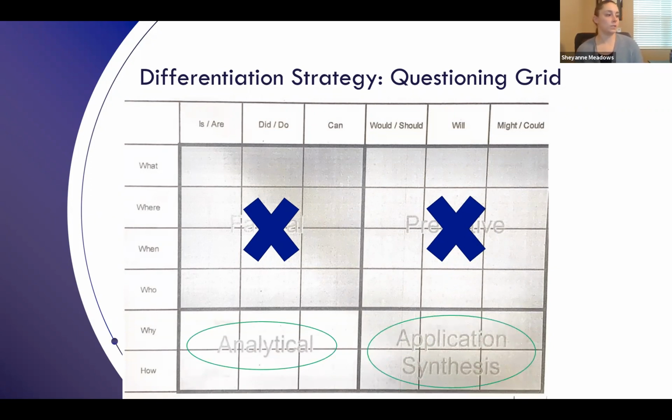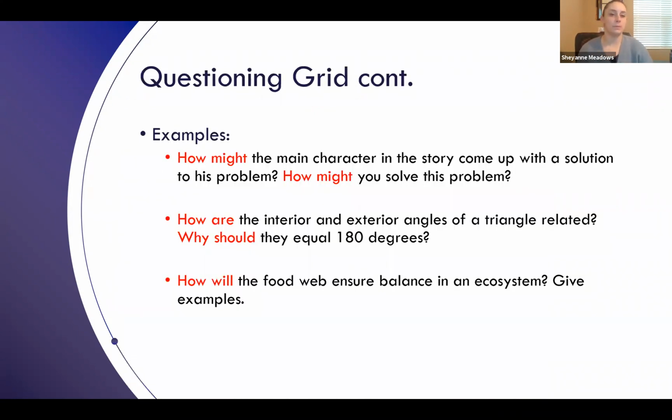So when we're thinking about questions, if we go along the side, in the analytical thinking realm, we have questions like why can, or in application synthesis, how will. So they're making those connections between relationships and creating something new. So some examples for how to use the questioning grid. If you look at the grid and you take those question stems, you can have questions like, how might the main character in the story come up with a solution to the problem? How might you solve this problem?